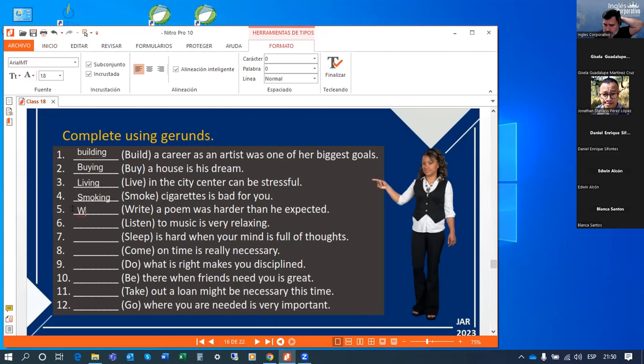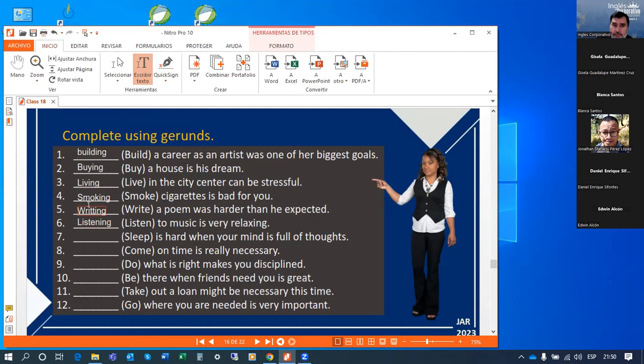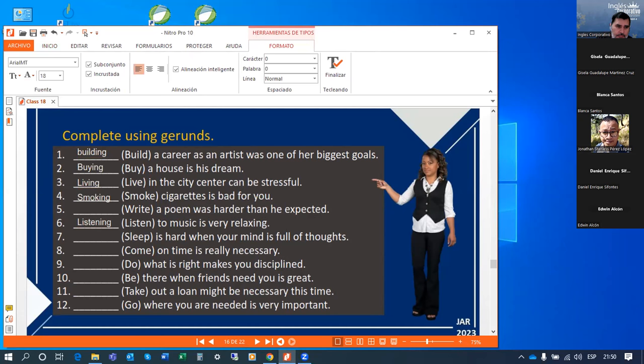Double T. T-I-N-G. Listening. Writing is only one T. Writing, only one T. Uh-huh. Listening is correct. Sleeping. Coming.